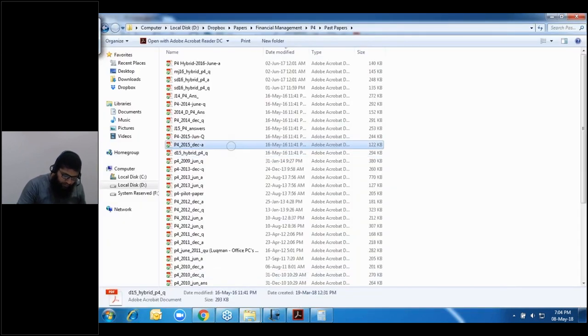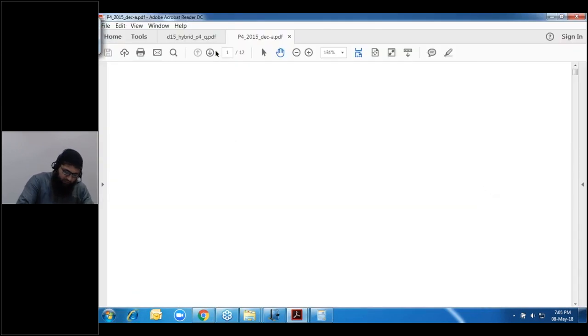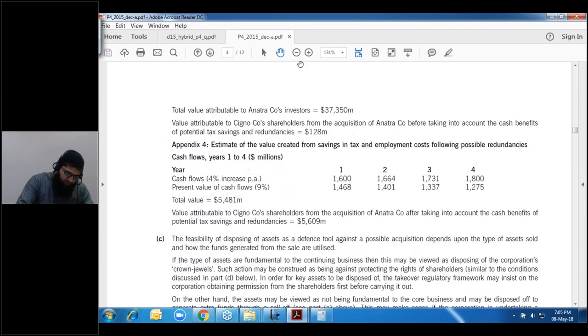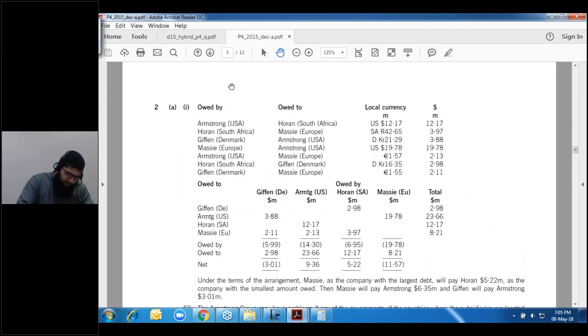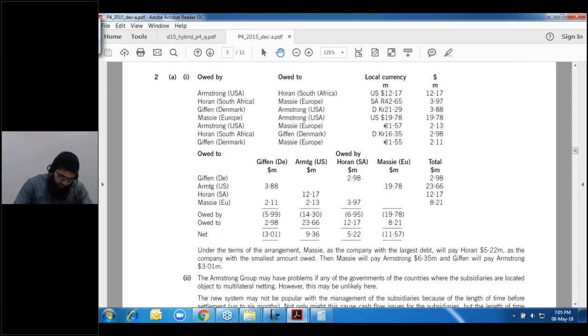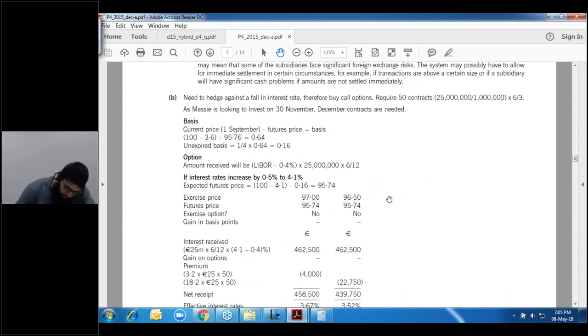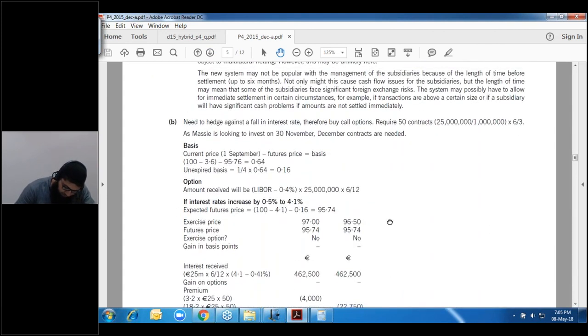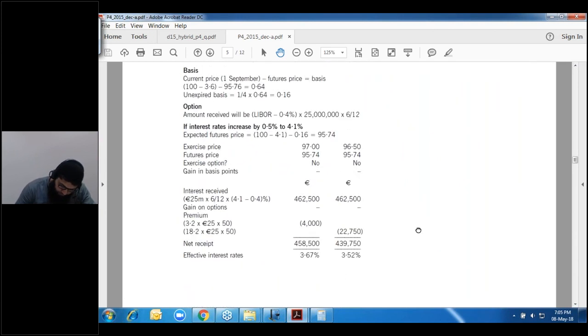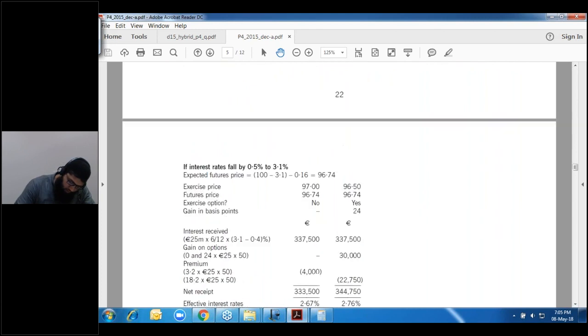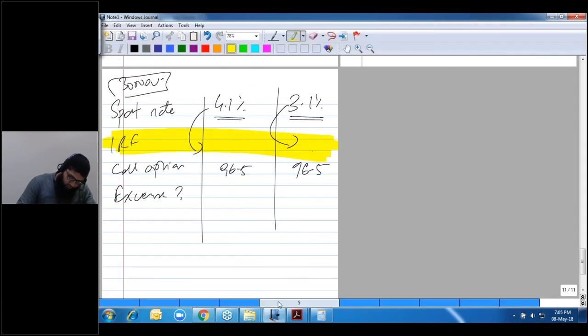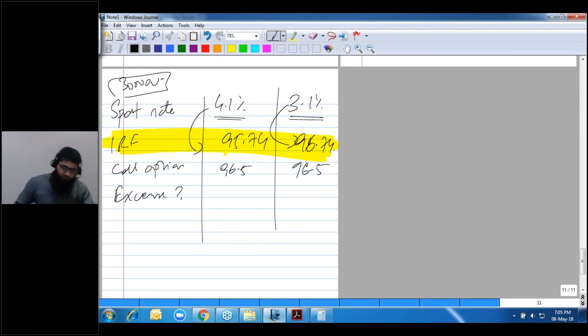As I discussed, in order to save time, I'm avoiding the calculation of the interest rate futures because I already did it in yesterday's class. What I'm simply going to do is pick up the price from here. So it is 95.74 and 96.74. Now, what is going to happen?